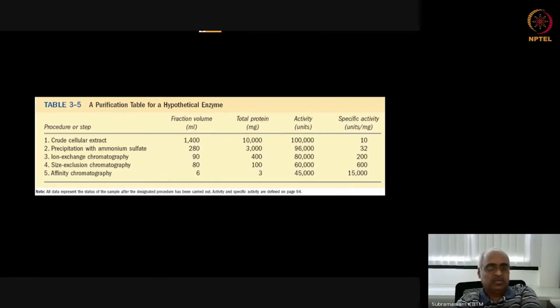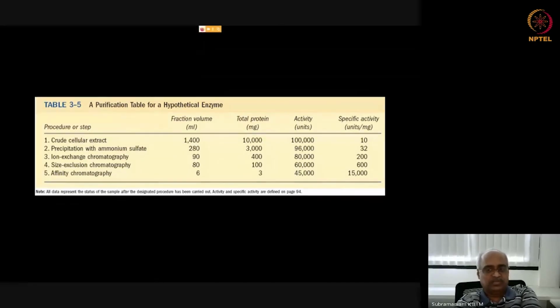Okay, so now when you go through the purification, when you are getting rid of the other ones, let us take an ideal scenario. In the ideal scenario, from this 10,000 milligram or 10 grams, you have gotten rid of all other proteins, and then you have your pure, single protein. Now what will happen? The specific activity would have increased.